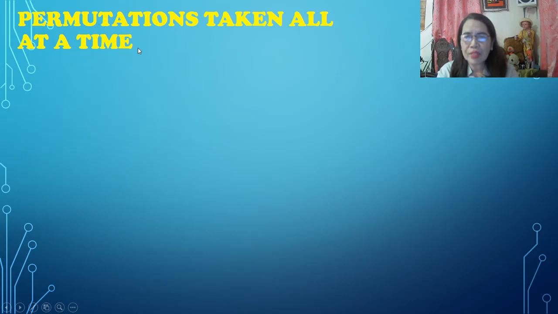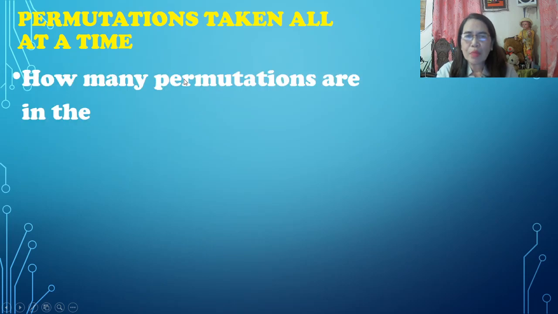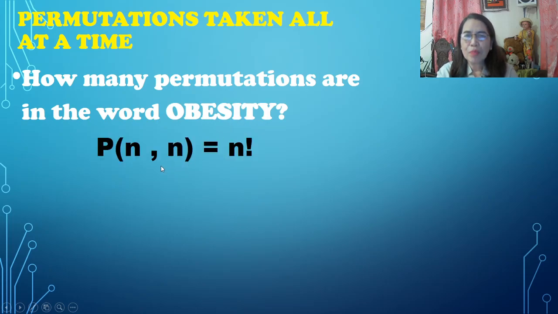We have first, permutations taken all at a time. So example, how many permutations are in the word obesity? So we use the formula P of n comma n because it's taken all at a time. So P of n comma n is equal to n factorial. So in our example, obesity is the one that we are going to permute.